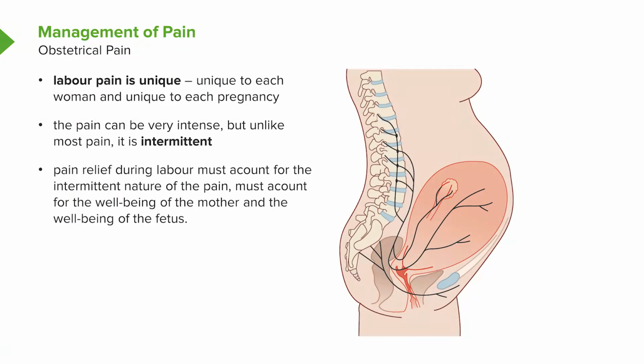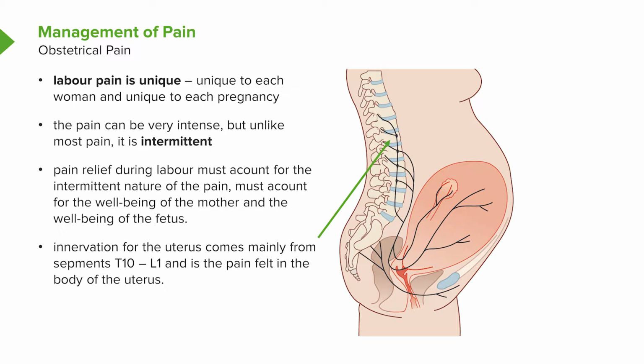When we provide pain relief, we have to take into account the fact that it's intermittent pain. And we must also take into account that we're dealing with a mother and a baby, and that anything that we provide to mom may very well make it to baby and may not be a good thing for baby to receive. So there are two areas of innervation for the uterus that come into play during labor and delivery.